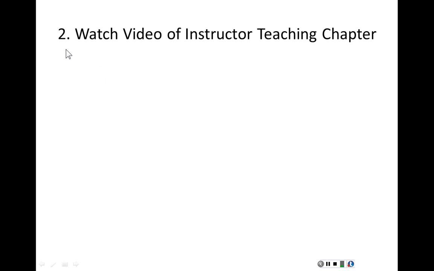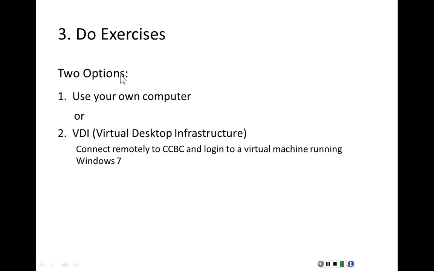Then the third thing to do each week is to do simple hands-on exercises. These are not tough exercises. There are 2 ways to go. You can use your own computer, and you will be able to for most things, or you can use the VDI, the Virtual Desktop Infrastructure, and this is where you can connect remotely to CCBC and log on to a virtual machine running Windows 7.